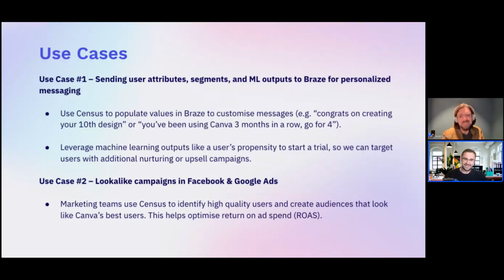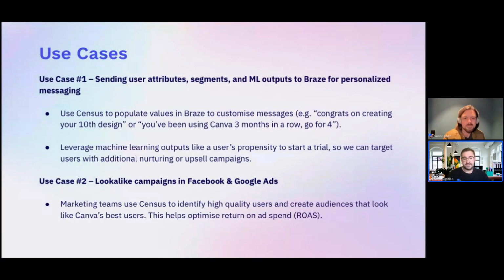So for use case number one, we use Census to populate values in Braze to customize our messaging. For example, we might send an email that says, congrats on creating your 10th design, or, you've been using Canva for 3 months in a row, how about you go for 4? So again, we're trying to unlock all of the data inside our warehouse and use that to create a personalized messaging experience for our users.